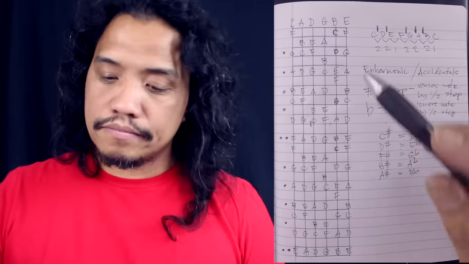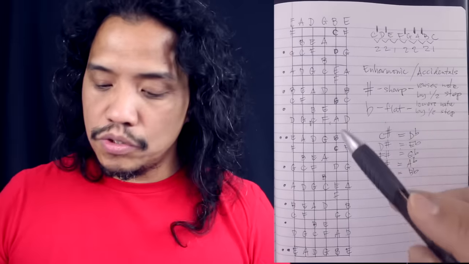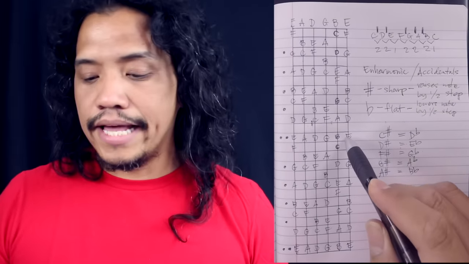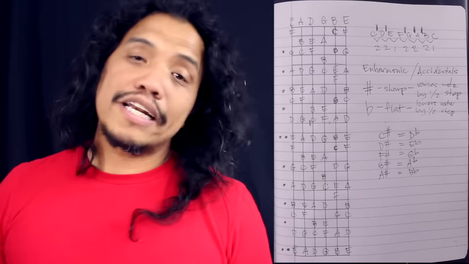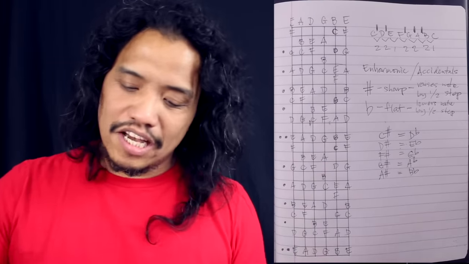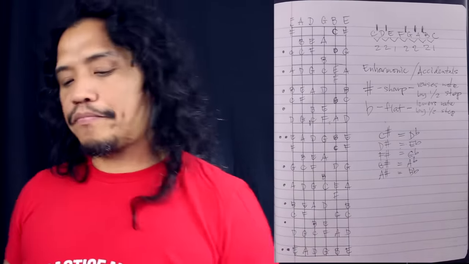So landmark 1, open strings. Landmark 2, 12th fret. Landmark 3, either the 5th or the 7th frets. Your choice. So probably now you're asking, well, what about all these other frets way up here?